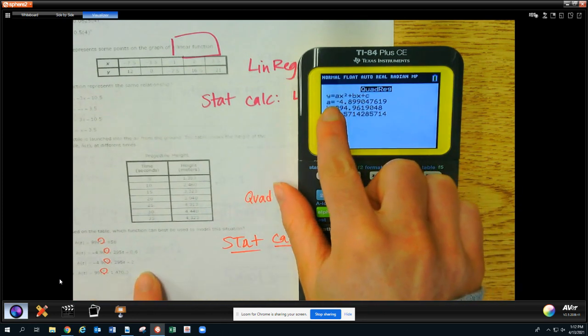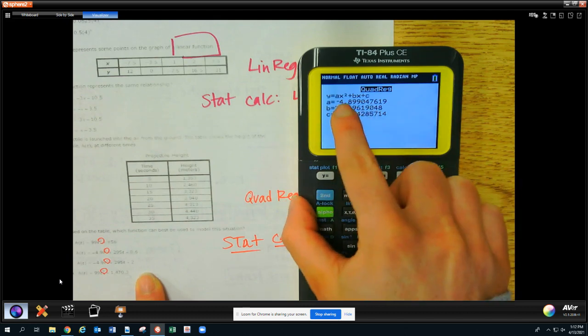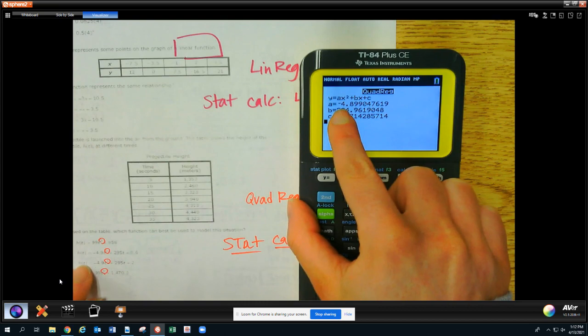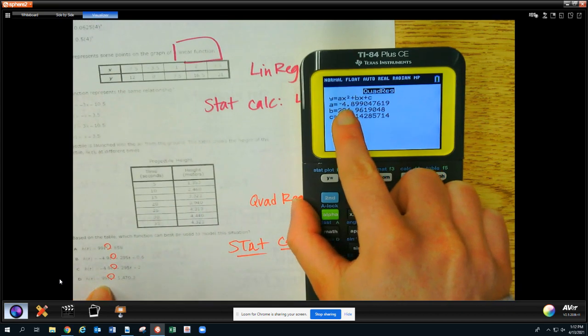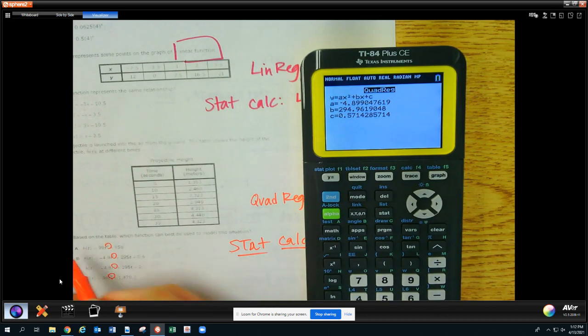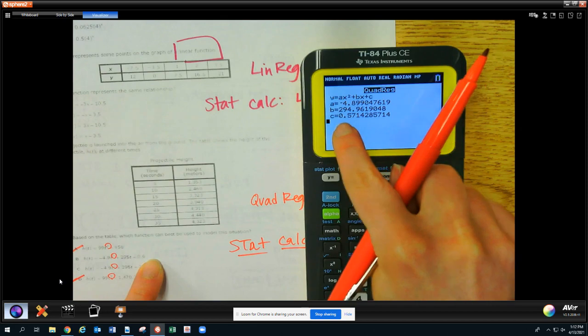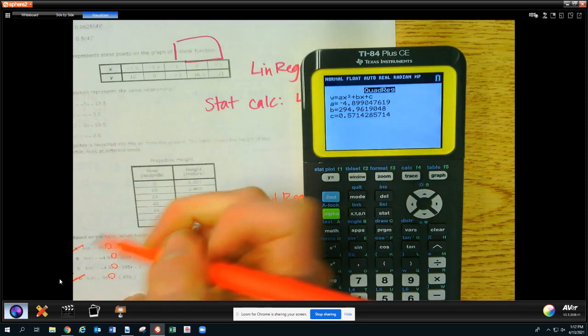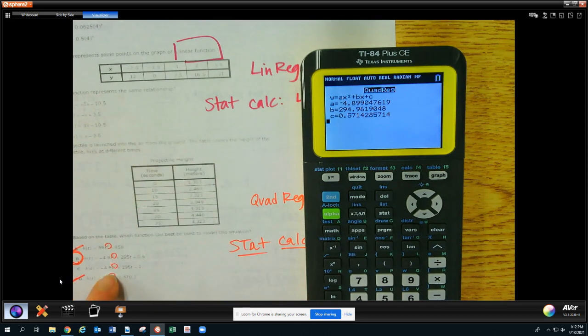Okay, and so it says ax squared plus bx plus c, and they're giving you the a, b, and c values. So it looks like a is about negative 4.9, and so we can cross off a and we can cross off d. We're between b and c. Okay, and both of them have 295 for b, and then one of them has 0.6 for the c value, the other has 2. And so 0.6 would be the closest because of this 0.57 that would round up to 0.6. So we want option B, not option C. They were kind of tricky on that one.